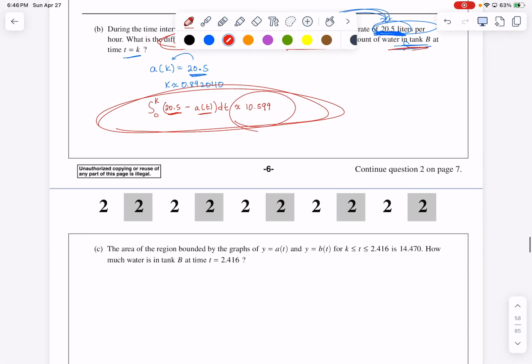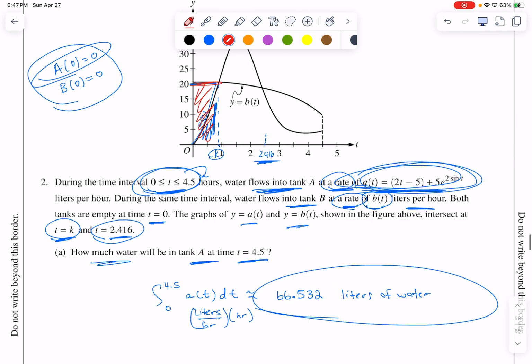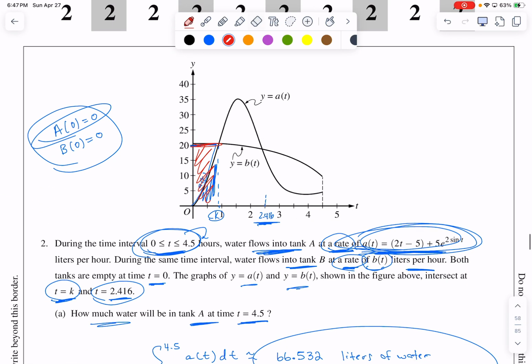Okay, part B, done. Part C, listen up, the area of the region bounded by the graphs of A of T and B of T from K to 2.416. So now let's go back up and look at the graph. So now we're just talking about from K, from right here, which we know now is that 0.8, whatever, to this value, the area bounded by these two curves. So that's area between two curves.